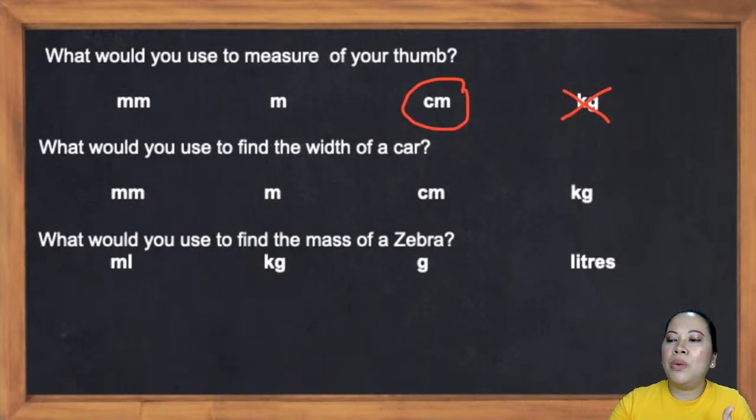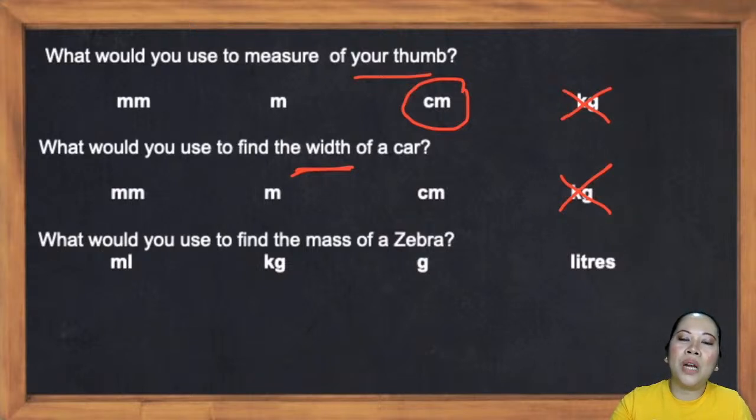Okay? How about the width of a car? That means kilogram is out because you are asked for the width. The first thing you have to do with these types of questions is identify what is being asked. It's the width. So should you use kilogram to measure width? No. Kilogram is used to measure mass. So will it be millimeter, meter, or centimeter? Which is the most proper estimate?